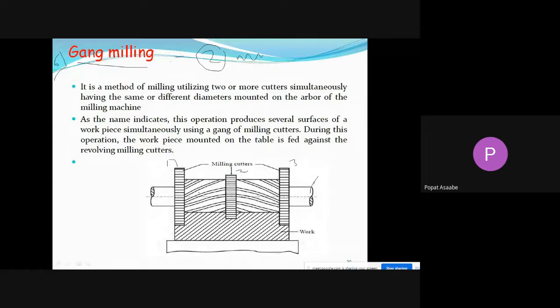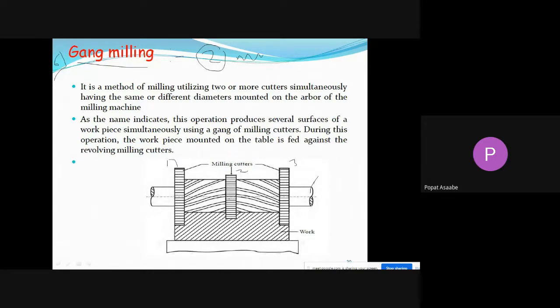According to your requirement, we can use any number of milling cutters on the arbor, and that arbor is fitted into the spindle. When the spindle starts rotating, the cutter will also start rotating, and when we feed the workpiece against the rotary cutter, it will remove metal from the workpiece.